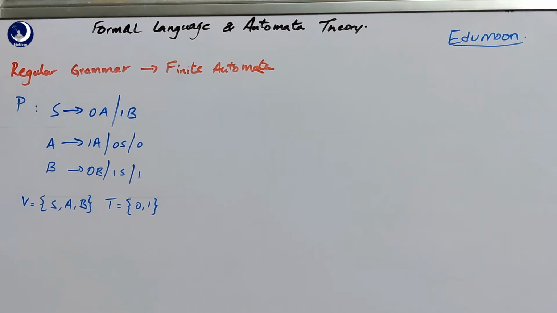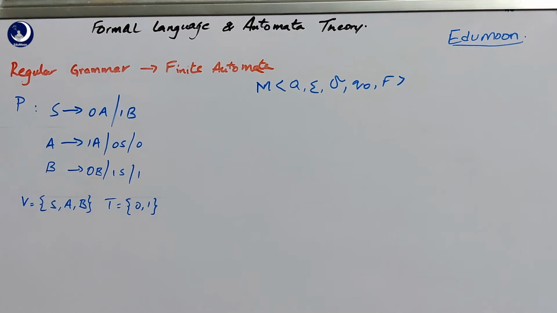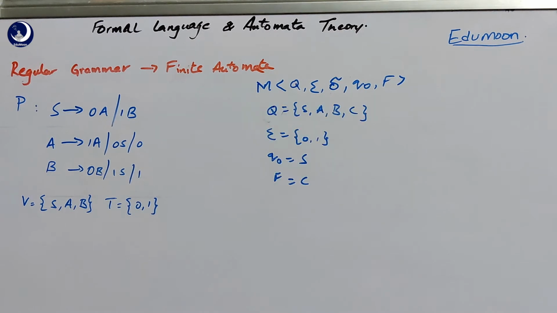First of all, we consider the number of states in the respective finite automata. When we define the machine M with the tuple Q, sigma, delta, Q naught and F for the finite automata, here Q contains the states. So let us assume the states as S, A, B and C. Here we have taken the same symbols that are given in the grammar.